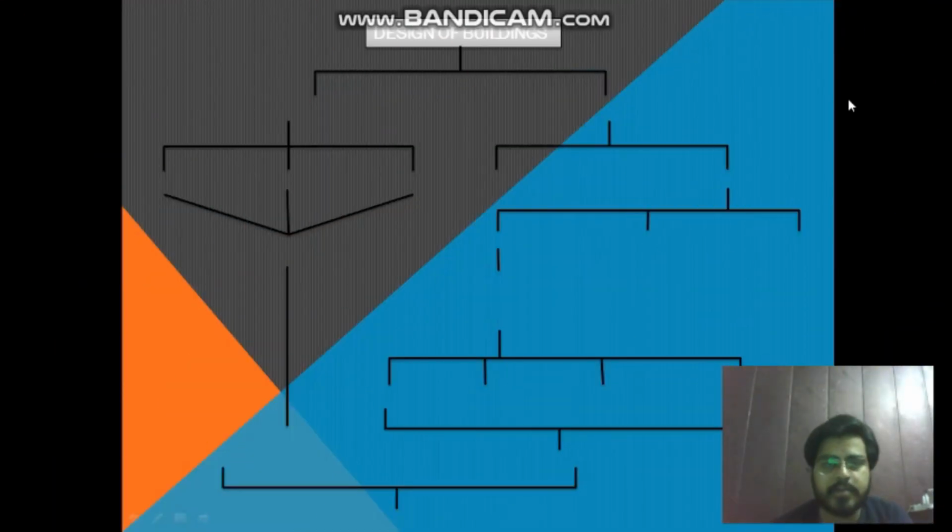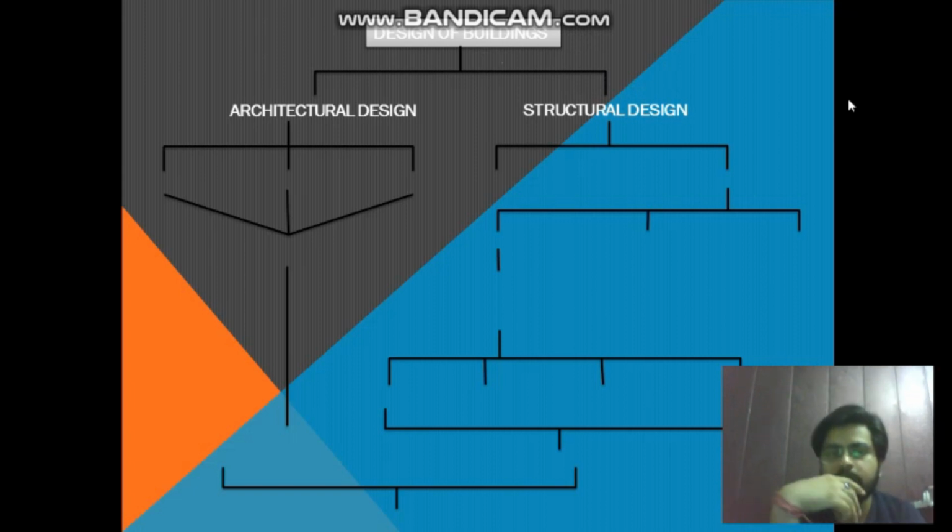Design of buildings. Design of a building consists of two parts. First is architecture and second is the structure. When we design the building, the design consists of two parts. The first part consists of all the architectural part, and the second part consists of all the structure design.